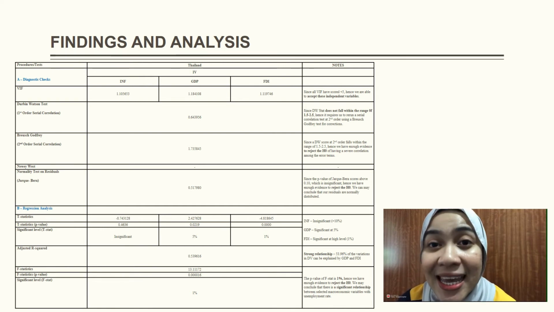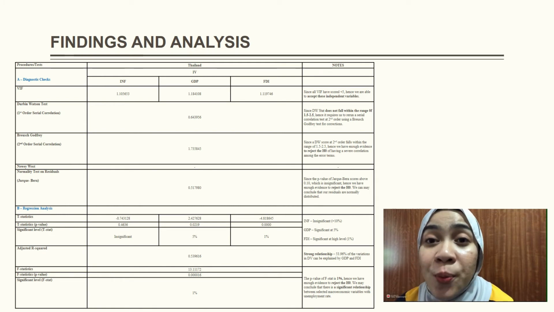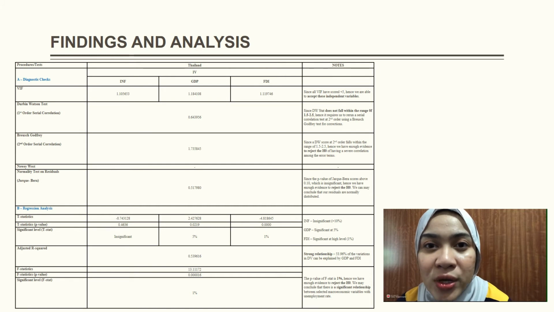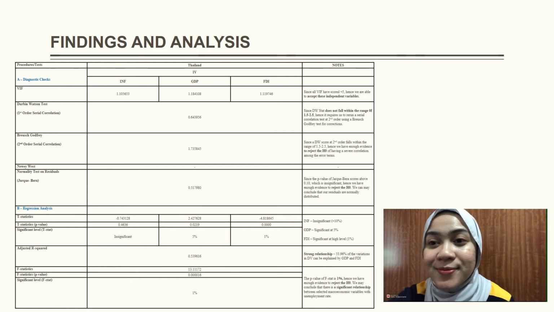For Thailand, the adjusted R-squared is 0.539616. It indicates that 53.96% of the variation in the dependent variable can be explained by economic growth and the foreign direct investment, FDI, in the model. The remaining 46.04% is due to omission of the other important independent variables.